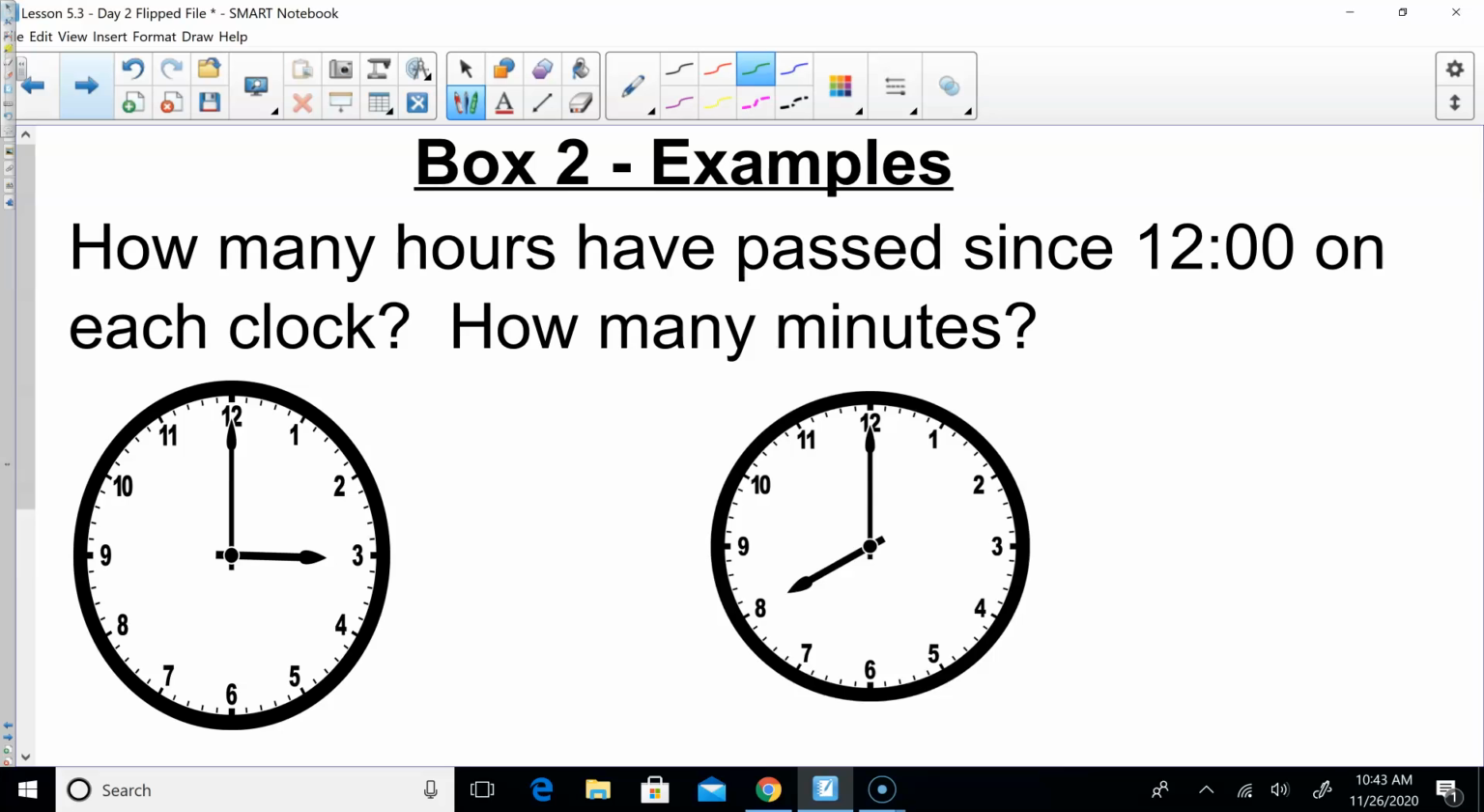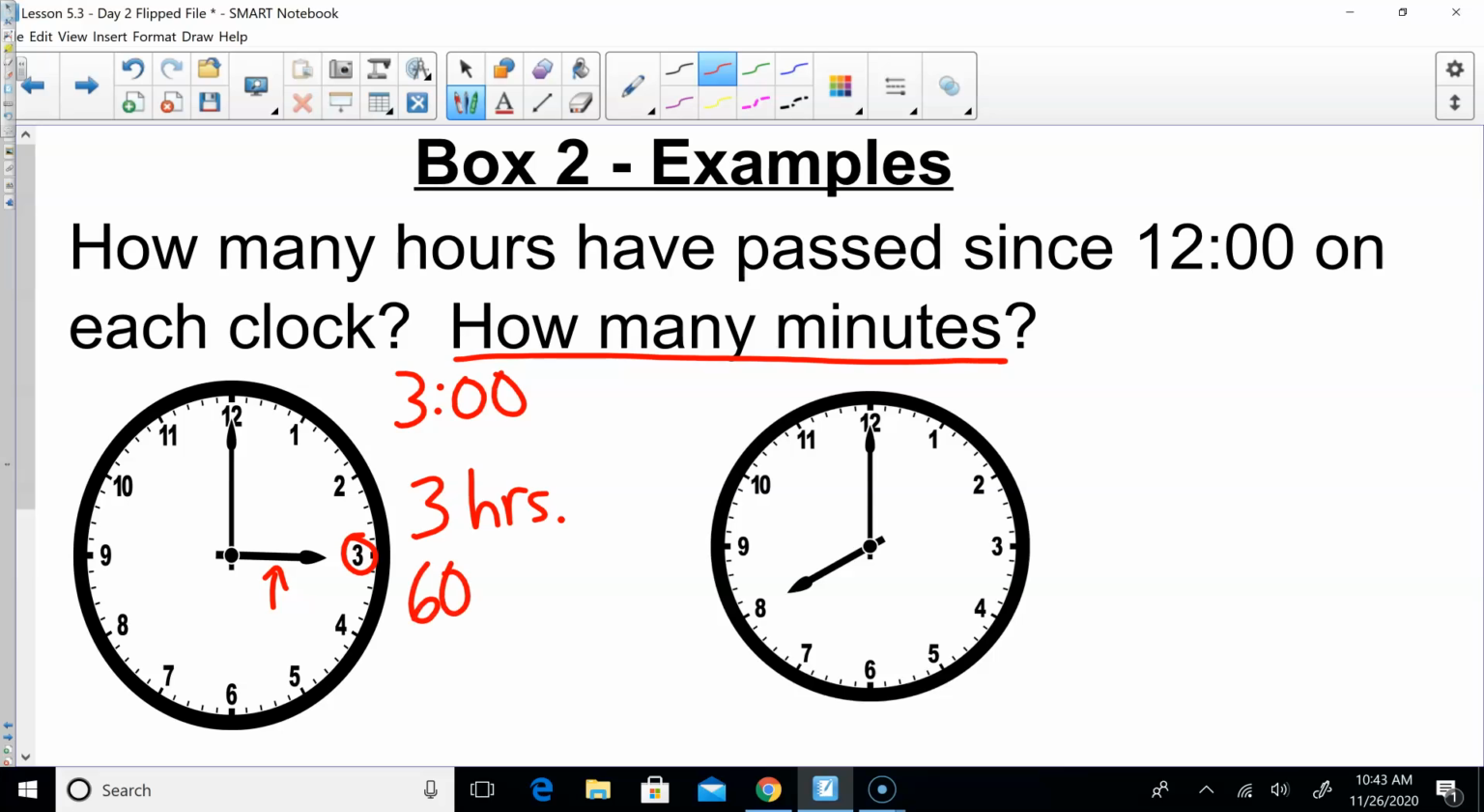Some examples. How many hours have passed since 12 on each of the clocks? How many hours, how many minutes since 12 o'clock? Here's our shorthand. The shorthand is pointing to 3, so this would be 3 o'clock. On a digital clock, it would look like this, 3 o'clock. The question is, how many hours have passed since 12 o'clock? Our first answer would be 3 hours. The next one is, how many minutes? We know that in each hour there are 60 minutes, so we have to do 60 times 3, which gives us 180 minutes that have passed since 12 o'clock.